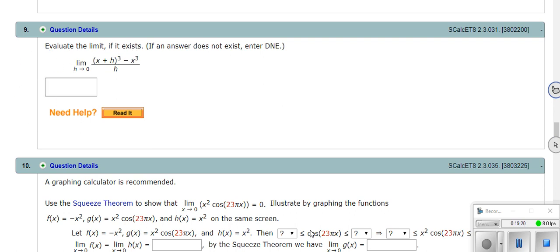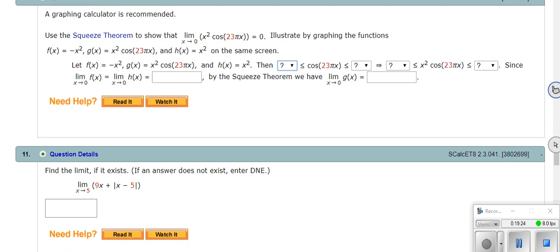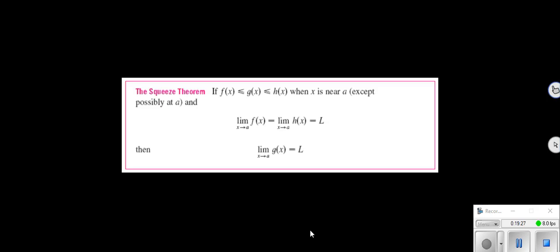Now we are getting to the squeeze theorem, which is the other thing I kind of wanted to point out. Let's see if my link works here. Yay, it does. Okay, here's the squeeze theorem in a nutshell. If we have some g of x, and it is between these two, so f is less than or equal to g is less than or equal to h, when x is near a, except for possibly at a, and if the limit of f and the limit of h equal the same thing, then the limit of g has to be the same thing.